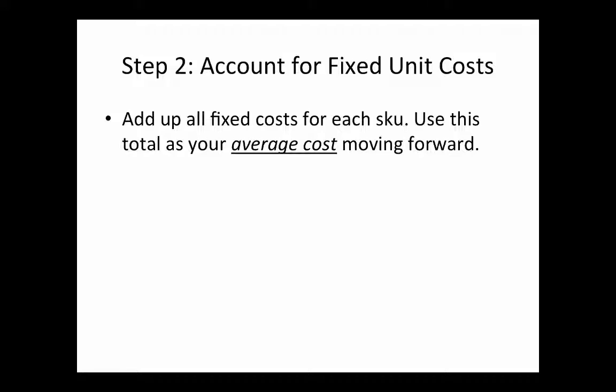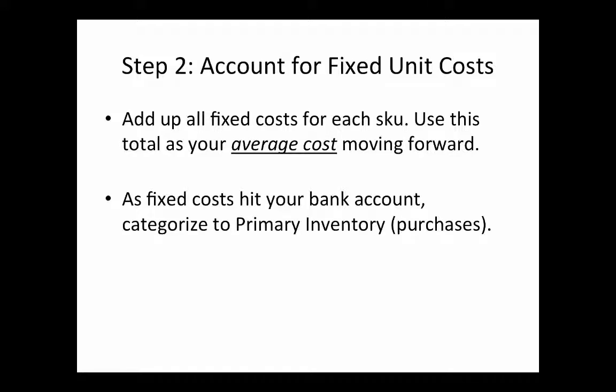I'll explain what I mean by moving forward. As your fixed costs hit your bank account, whether you pay suppliers, generally in the form of the 30% down or the 70% down, as these fixed costs hit your bank account, I want you to categorize all of these payments for fixed costs to primary inventory.